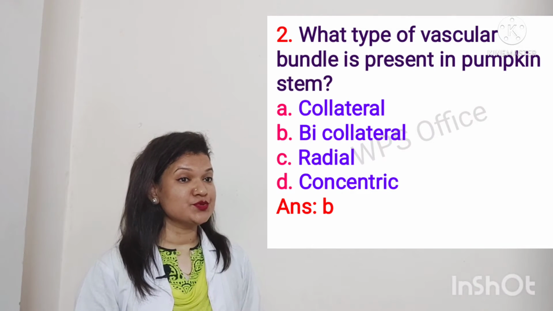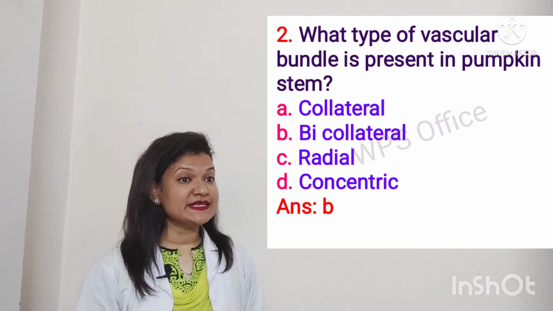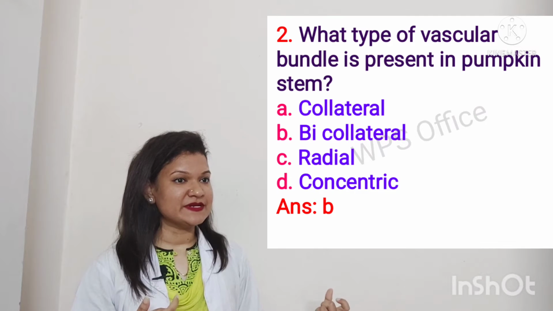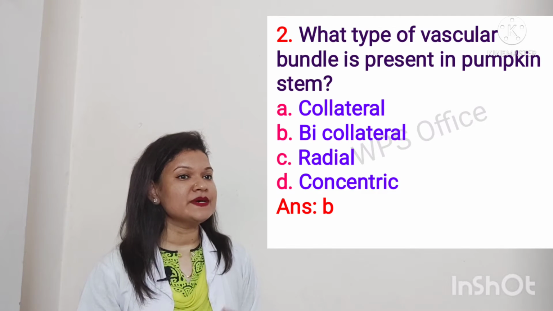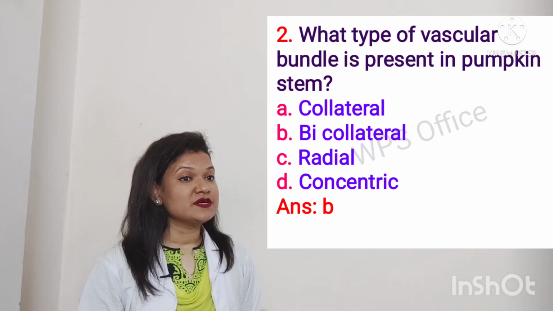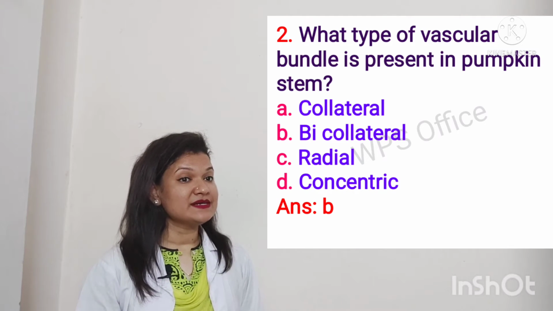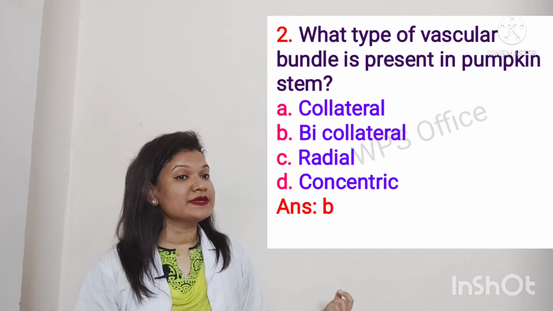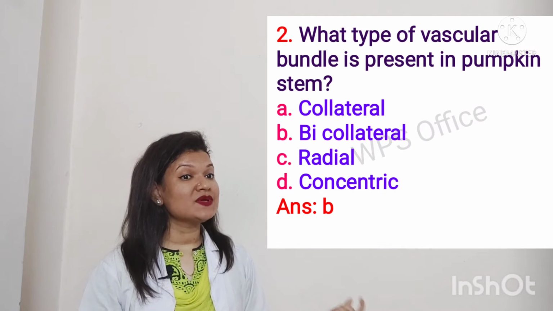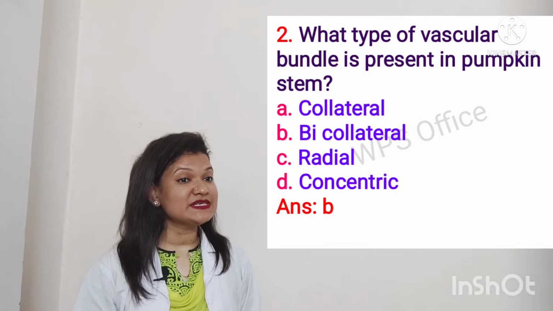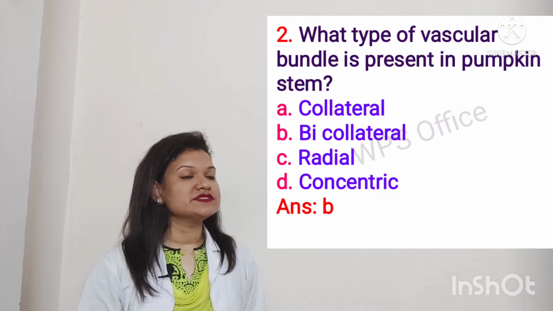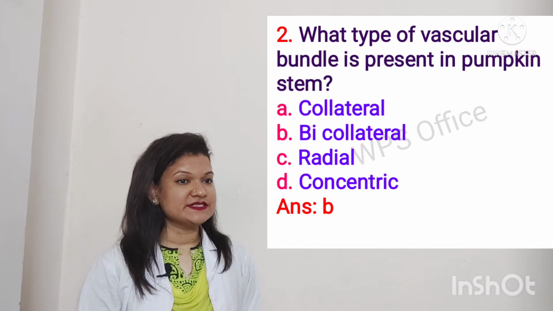Now I will go to the next question. So this is our next question, number 2. What type of vascular bundle is present in pumpkin stem? We know about vascular bundles. Xylem and phloem are called vascular bundle. So in our multiple choice options, A is collateral, B is bicollateral, C is radial, and D is concentric. So what will be the answer?